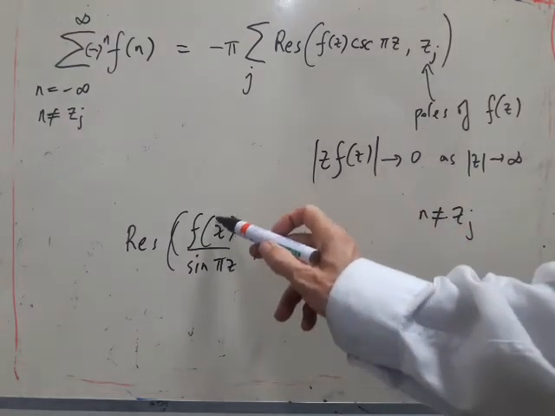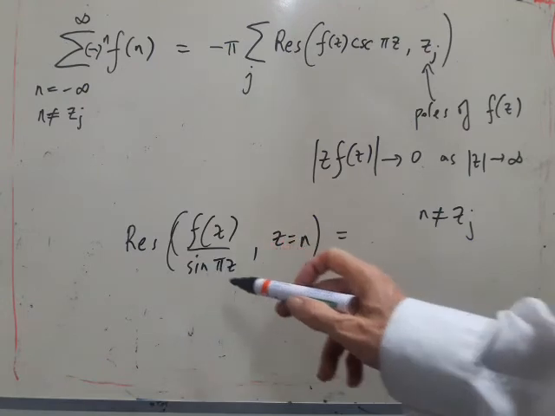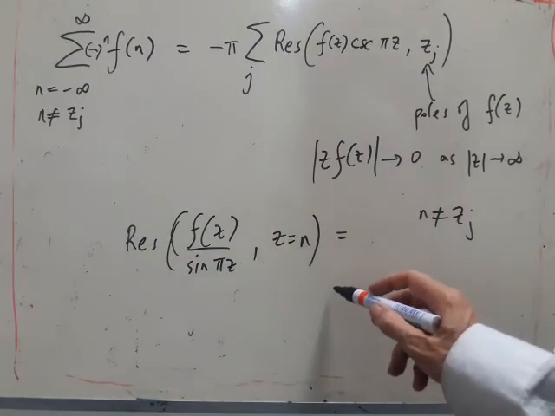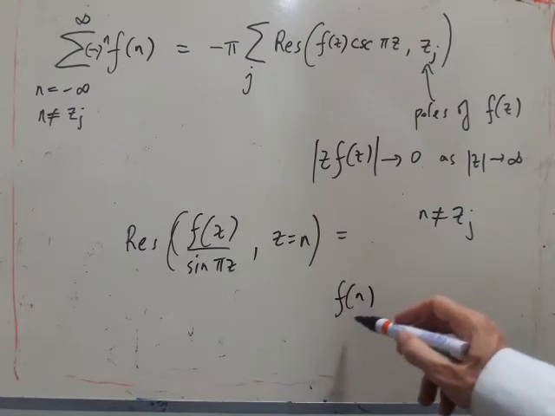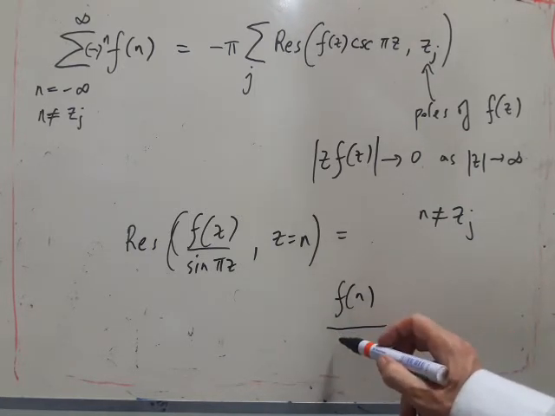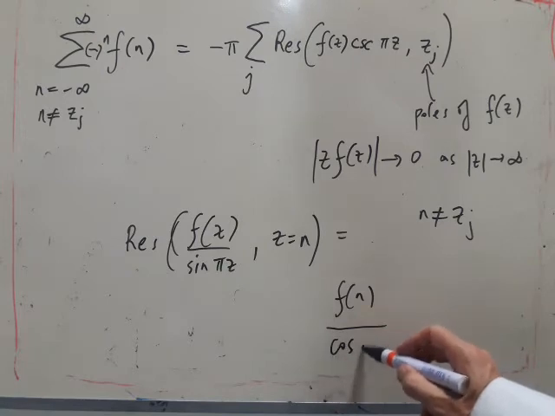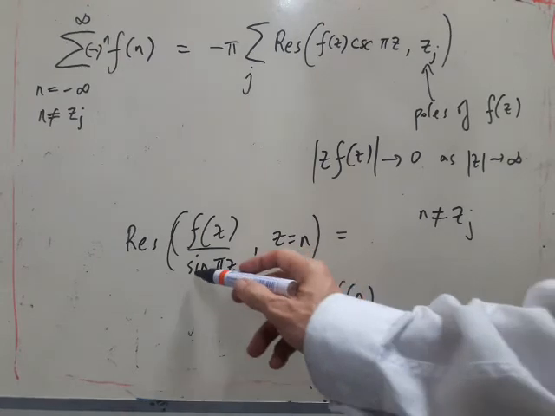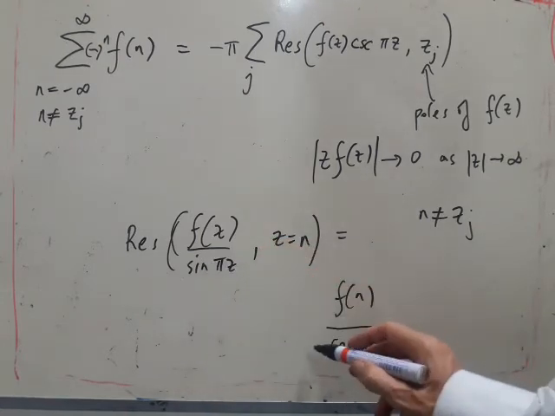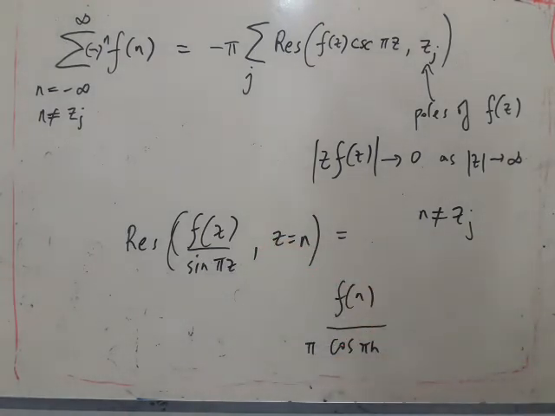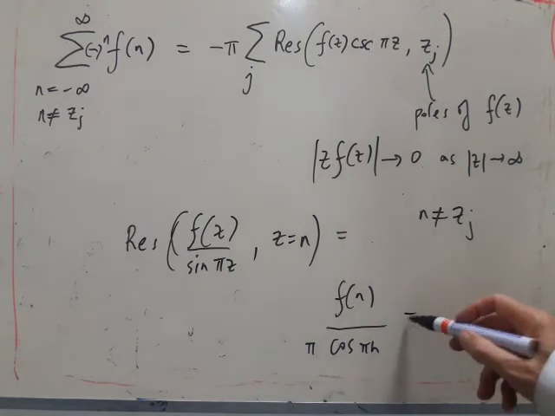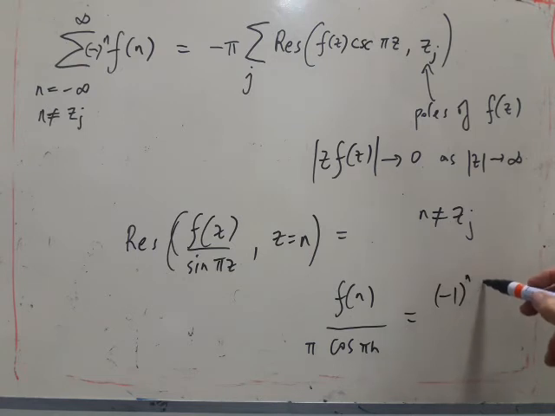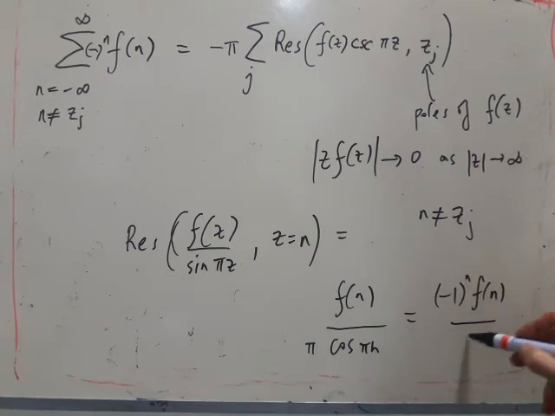So p over q dashed, we end up with f of n divided by the derivative of the sine, which gives us pi times cos pi z. So we end up with f of n over pi cos pi n, and now cos of pi n is famously just equal to minus 1 to the n, a useful formula, so remember it if you don't already.